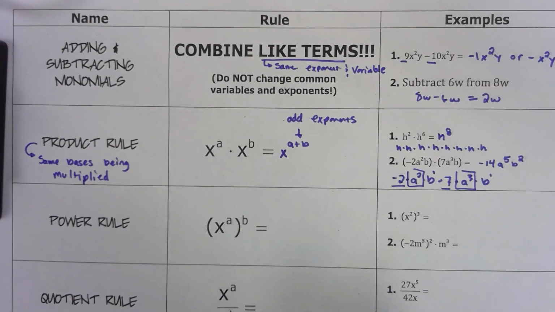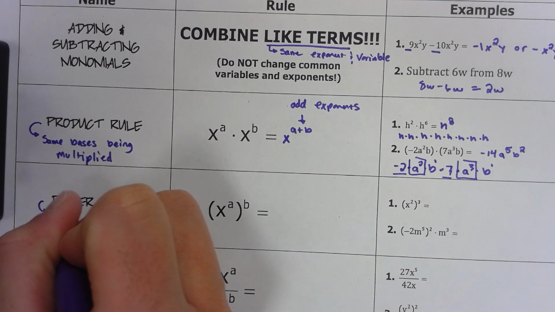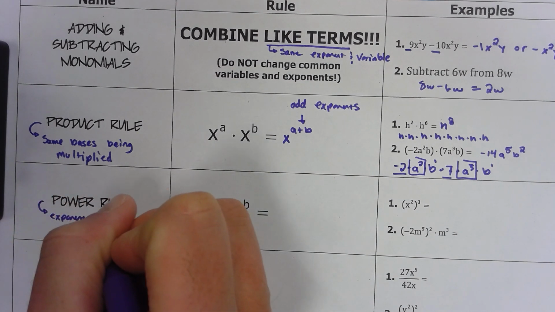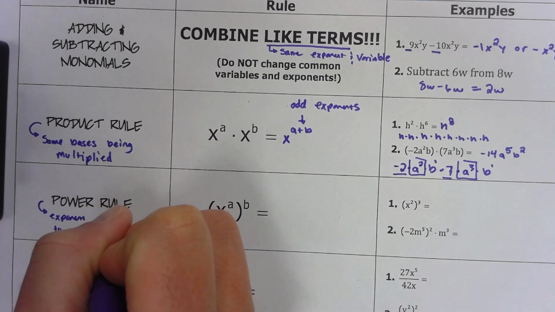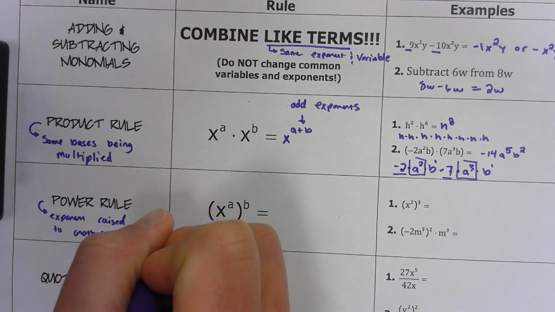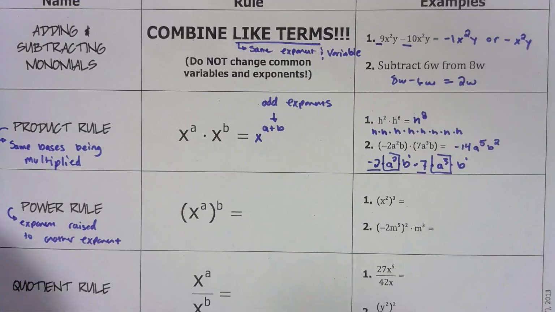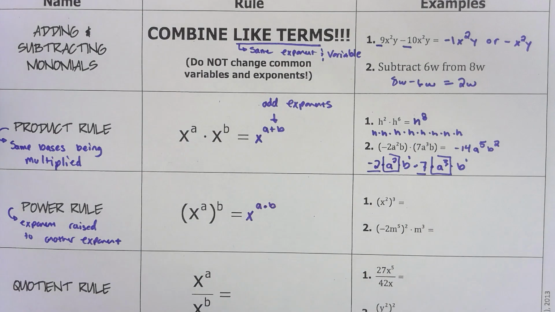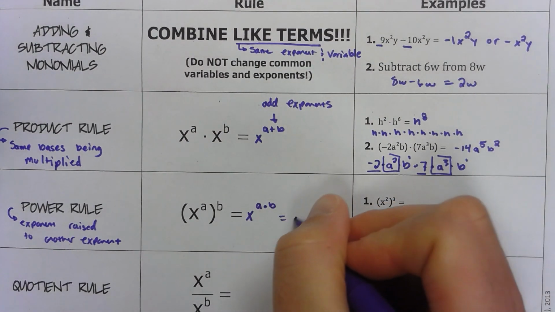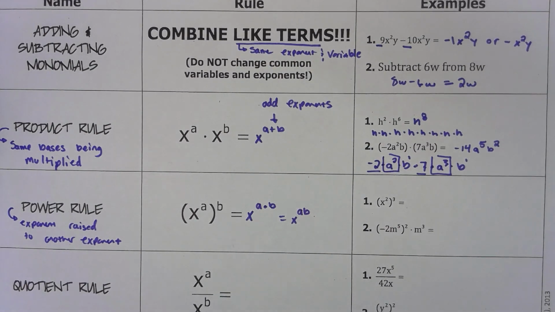Next property is called the power rule. This is when we have an exponent raised to another exponent. Okay, so when we have exponents raised to another exponent, this is where we're going to multiply them. So this would be x to the power of a times b. Here, could also write it as x to the power of ab. If I just write ab, that is implying multiplication.